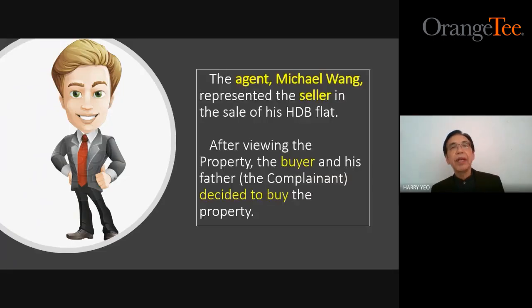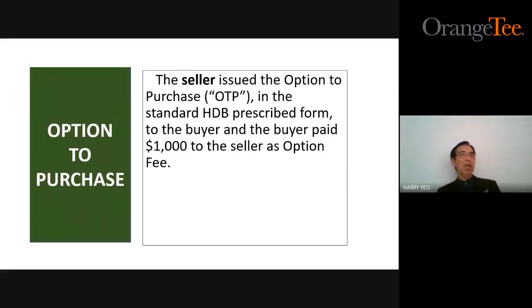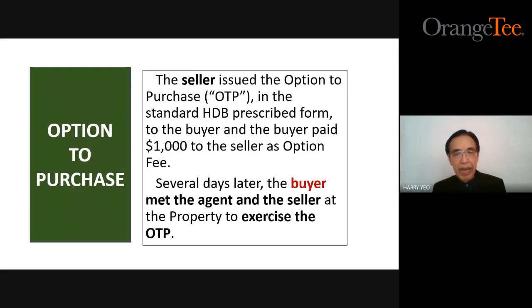This is an agent. His name is Michael Wang, and he represents the seller. And it's good, isn't it? He found a direct buyer, and the buyer decided to buy. Good news. So what do we do? We issue option to purchase. Buyer pays $1,000. Seller gives the option to the buyer. That is good news. And after that, the buyer came again, this time to exercise the option to purchase.